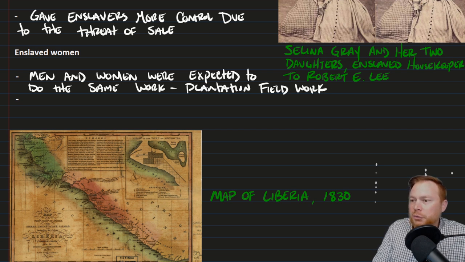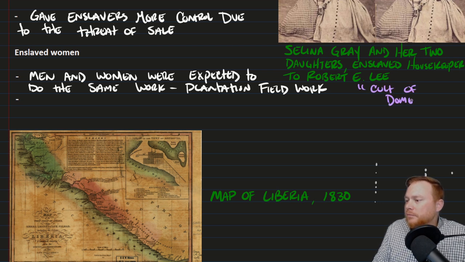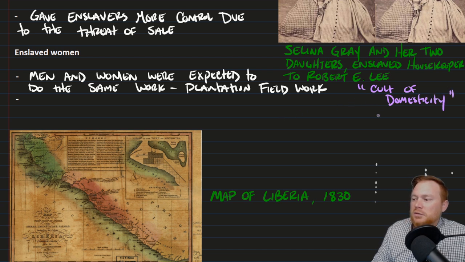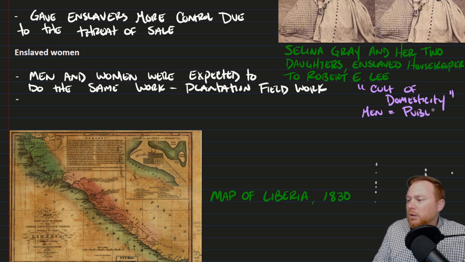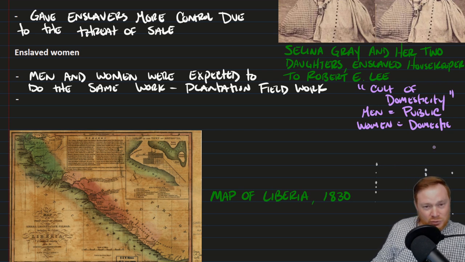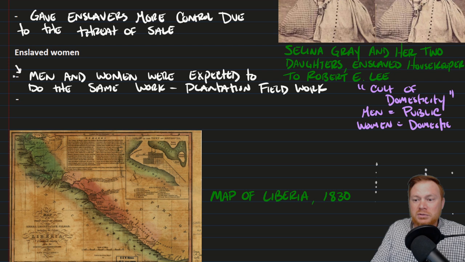Whereas we learned that with the rest of American society, we have this quote unquote cult of domesticity. This exists in the North and the South. And this is the idea that really only the men should be doing the public, difficult labor. And women have this sort of place in society as keepers of morality, and they really shouldn't leave the home. This sort of idea of a gender division of labor did not apply to enslaved individuals.